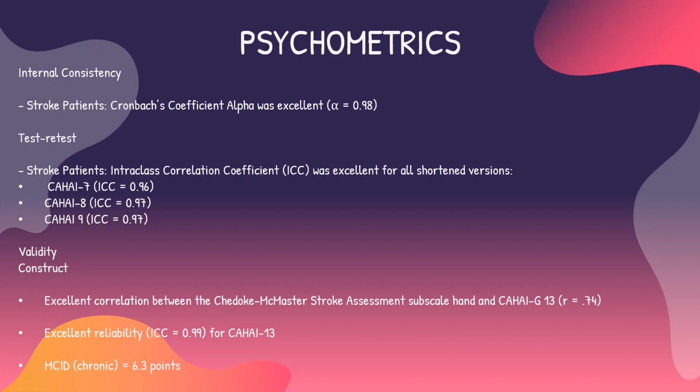So now we're going to talk about psychometrics. The CAHI has good psychometric properties. The 3 shortened versions, as I talked about earlier in the PowerPoint, version 7, 8, and 9 of the CAHI were created to increase time and efficiency. And in the stroke population, they have demonstrated high inter-rater reliability.